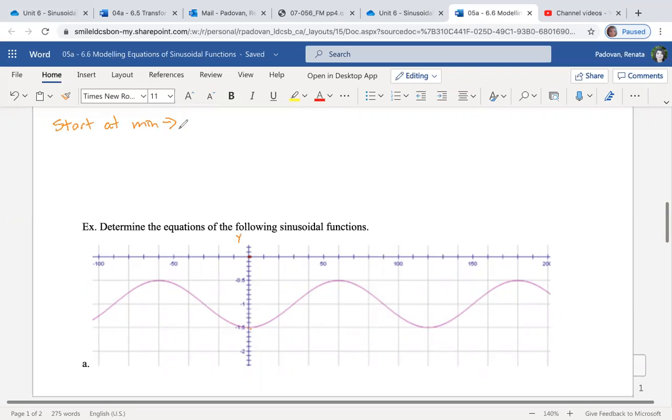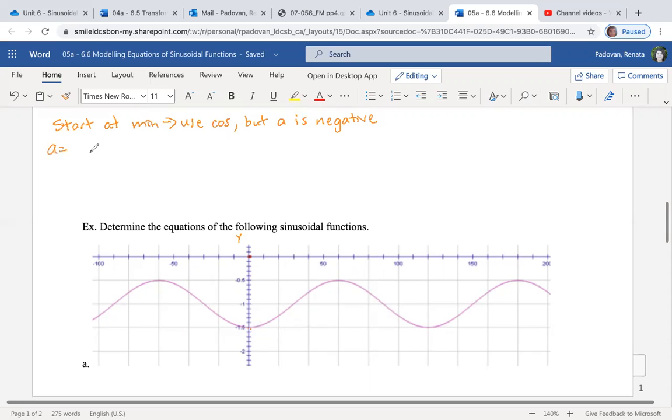If I start at a min, remember I'm going to use cos, but my A is negative. My amplitude is going to be negative because cos normally starts at +1, right? Which is its maximum. So because it's starting at its minimum, it's cos, but A is negative. Okay, so let's get started with the A value then.